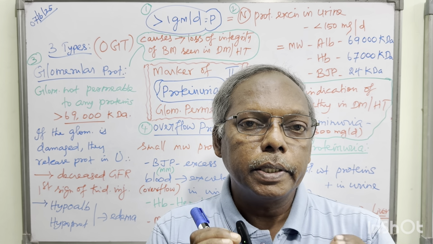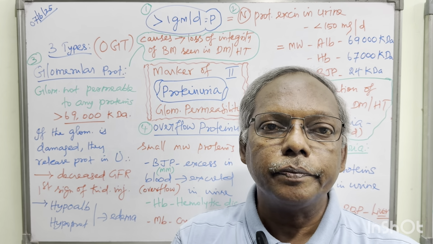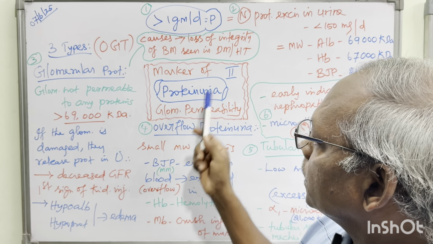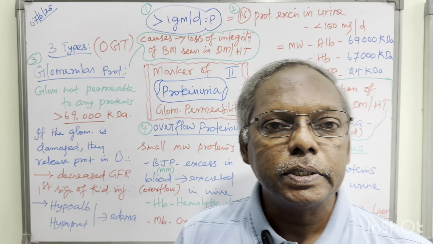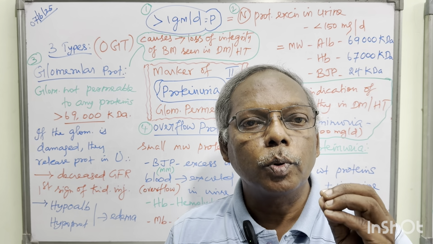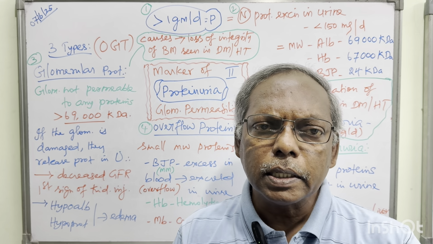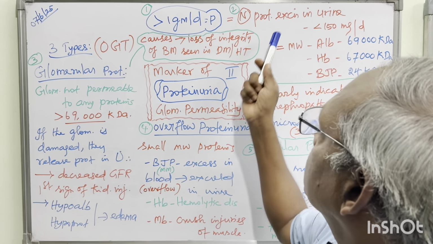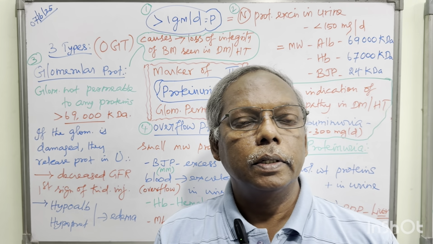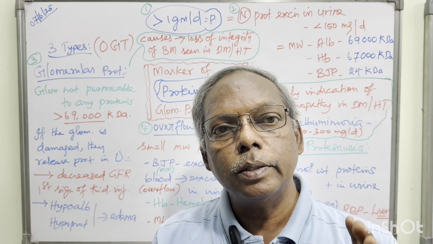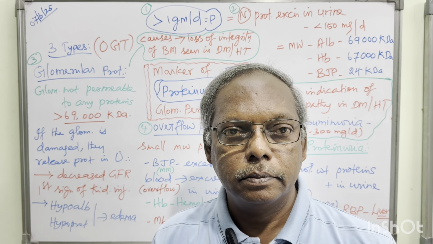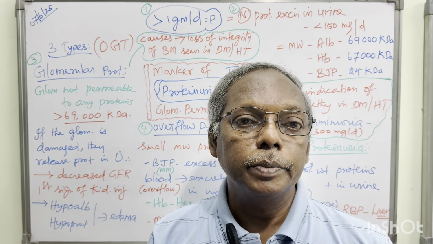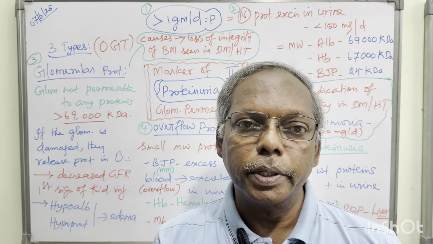glomerular permeability markers, that is markers of glomerular function. So for the markers of glomerular permeability, the first and foremost important point is proteinuria. The name itself says protein present in urine. What is the normal level of protein in urine? Less than 150 milligram per day. Suppose the level is more than 1 gram, that is 1000 milligram, it is called proteinuria.